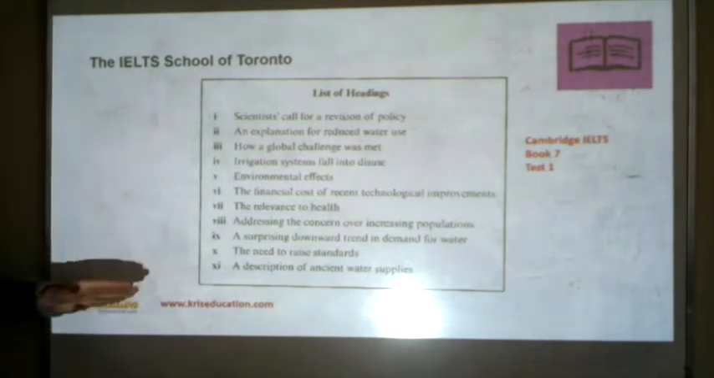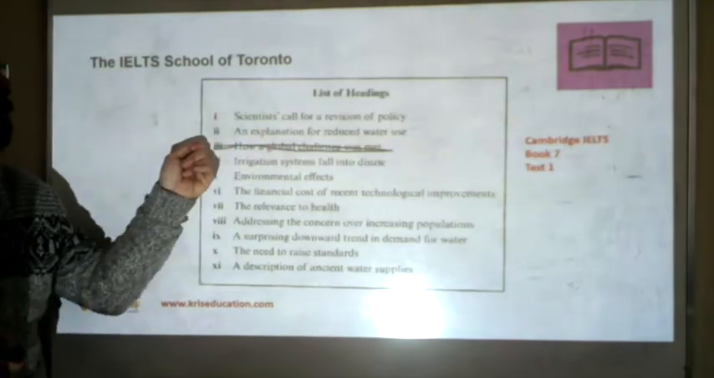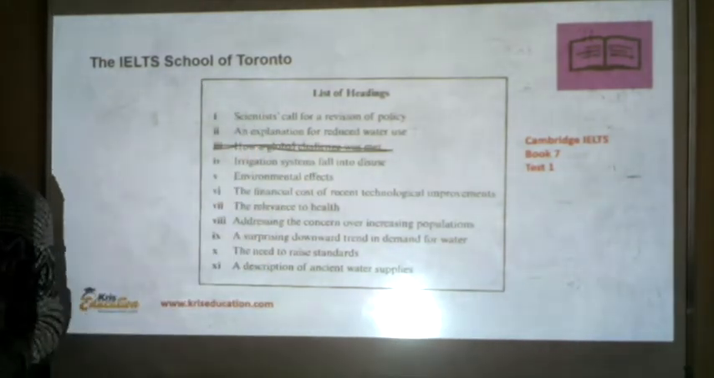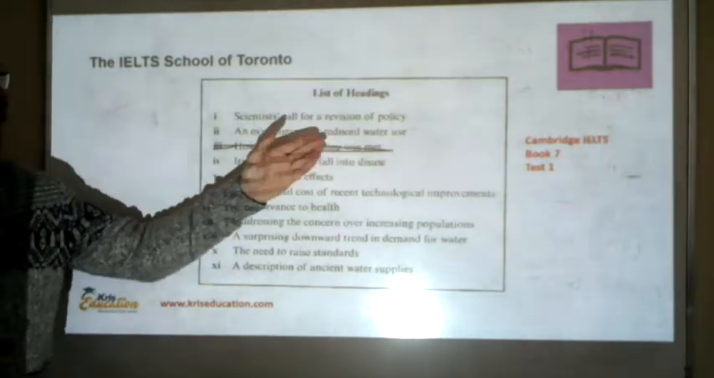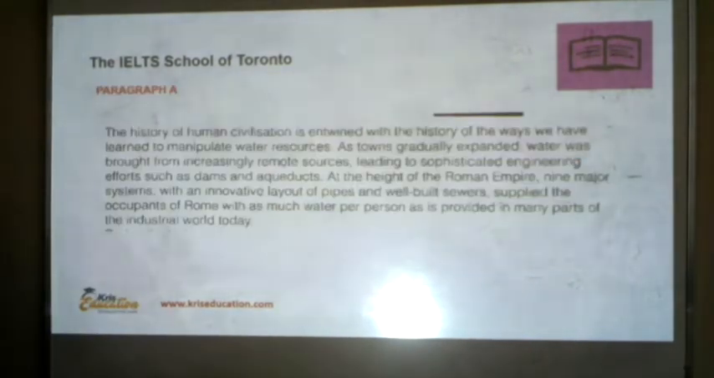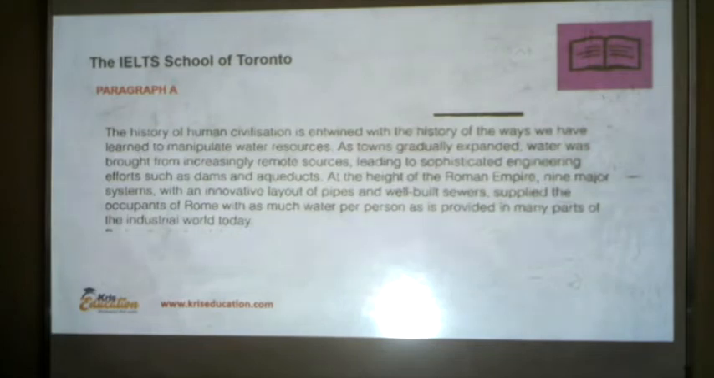So these are the headings given, and if IELTS gives you an example like that, it is alright to cross the example off. The examples are never repeated in IELTS. So start by eliminating one example. After doing that, we need the heading for paragraph A. Let's go to paragraph A.